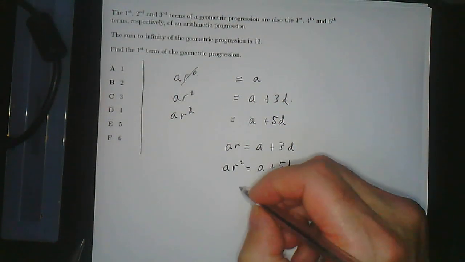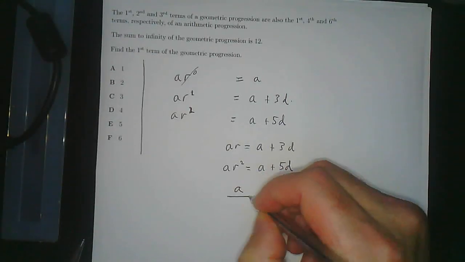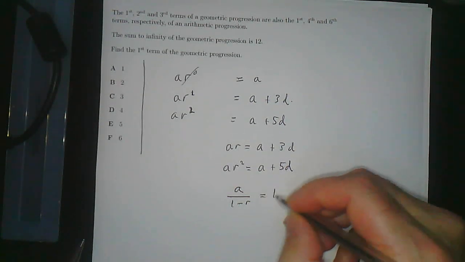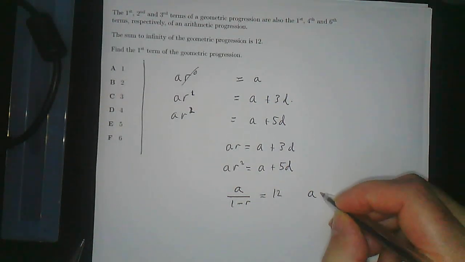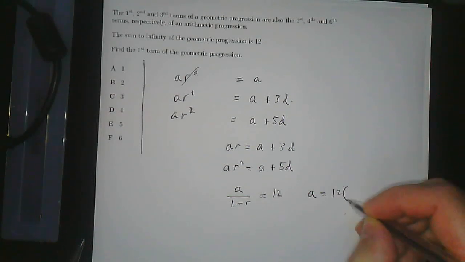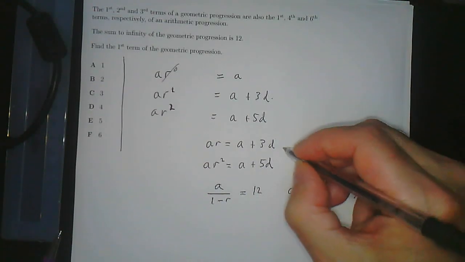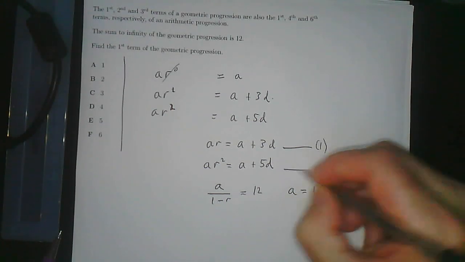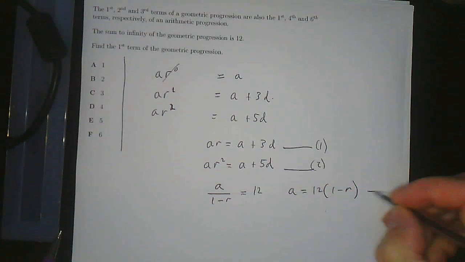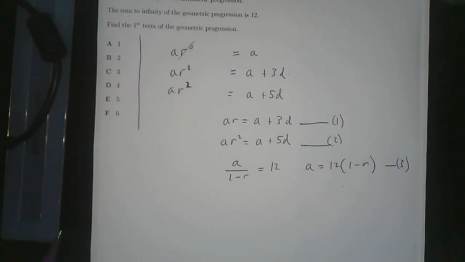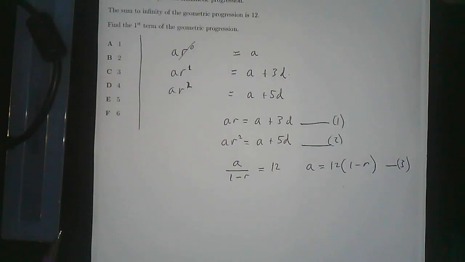And also we've got the information, the sum to infinity of the geometric progression is 12. Well, the sum to infinity is A over 1 minus R equals 12. In other words, A equals 12 brackets 1 minus R. So now we have three equations, 1, 2, and 3, with three unknowns. And the one we want, the one in the question, is A. We're trying to find the first term.